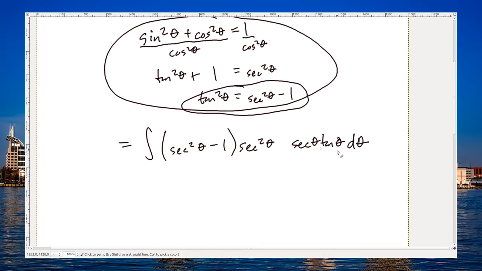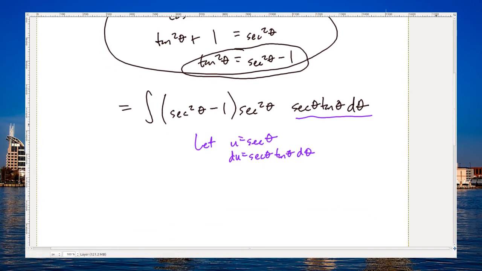All right, and since I have right here the derivative of secant, I can let u equal secant, so that my du is secant tangent d theta. And that's exactly what I've got right here. So when I plug everything in, I get secant squared minus 1 is u squared minus 1, secant squared is still u squared, and all of this stuff becomes just plain old du.